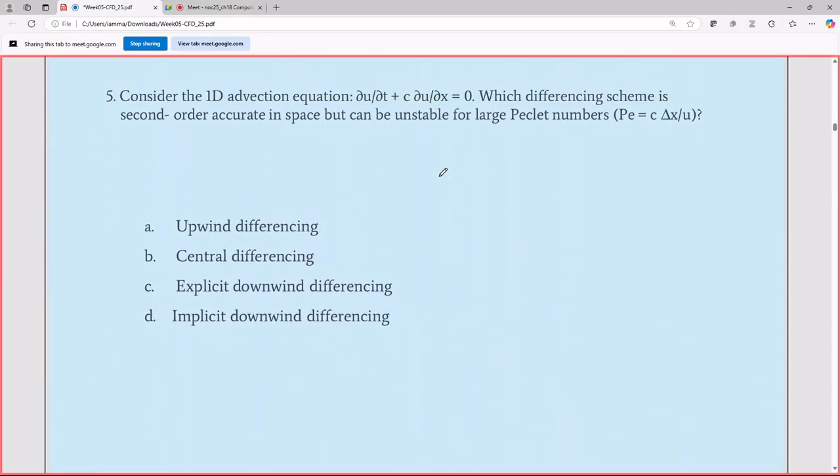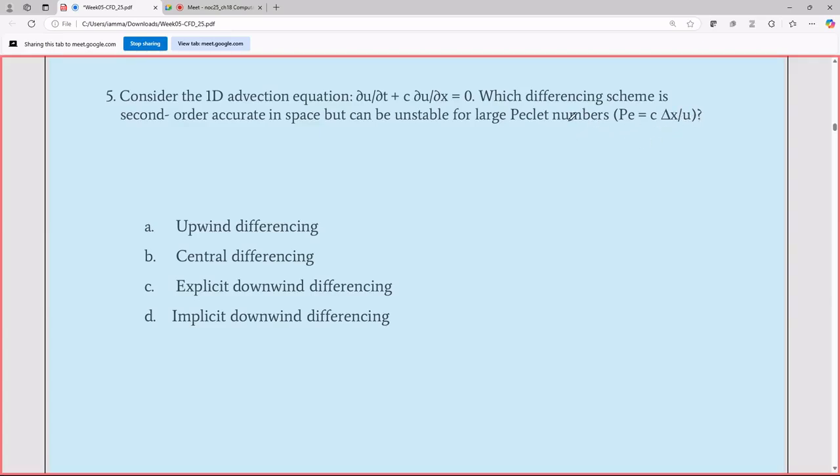Moving on to next question. Consider one-dimensional advection equation given by dou u by dou t plus c into dou u by dou x is equal to 0, where c is the advection velocity. Which differencing scheme is second order accurate in space but can be unstable for large Peclet numbers, where Peclet number is given by c into delta x by u.